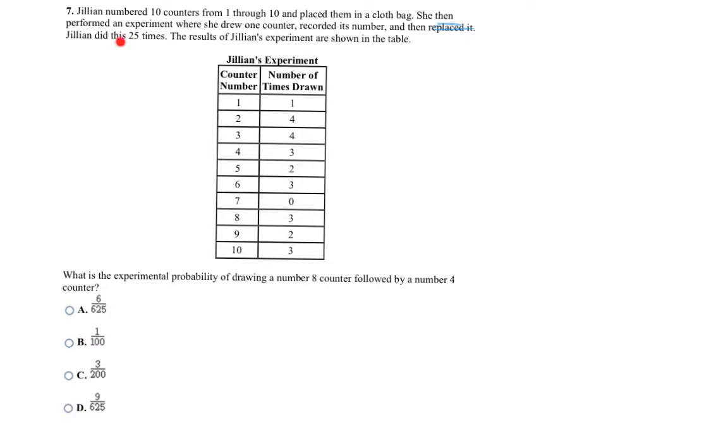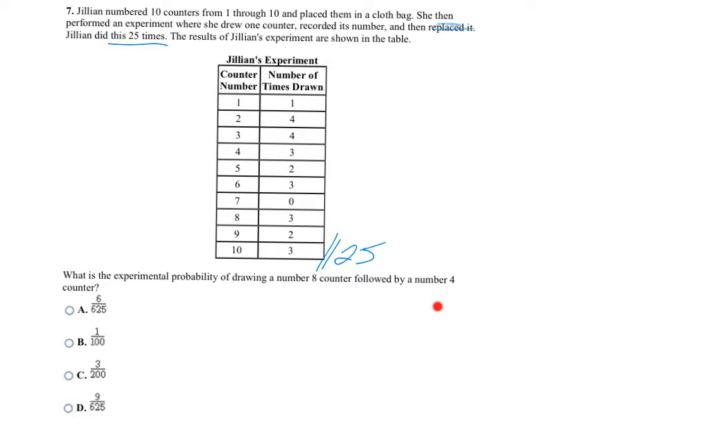Jillian did this 25 times. The results of Jillian's experiments are shown in the table below. So I'm just going to write a total of 25 here so I don't forget, since it already told me. It wants to know, what is the experimental probability of drawing a number 8 counter followed by a number 4 counter?